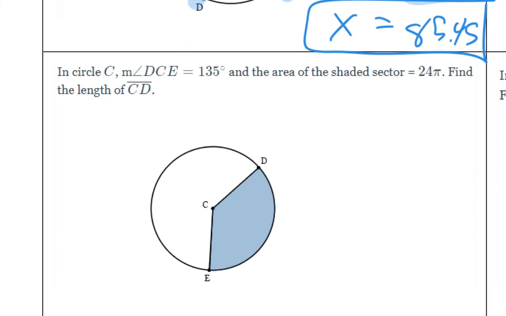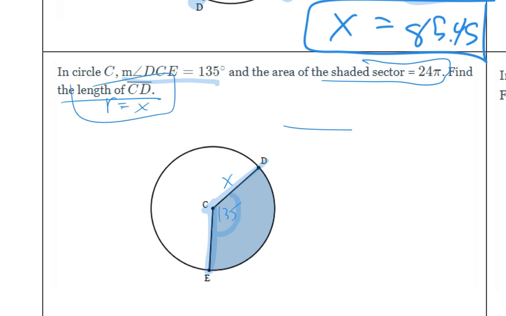Okay, so it says over here, in this circle, DCE is 135. The area is 24 pi. Find the length of CD. So that means this is what they want us to find, and that's our radius, right? So our radius is equal to x. That's what we're trying to find. So now that we know that, let's set it all up.